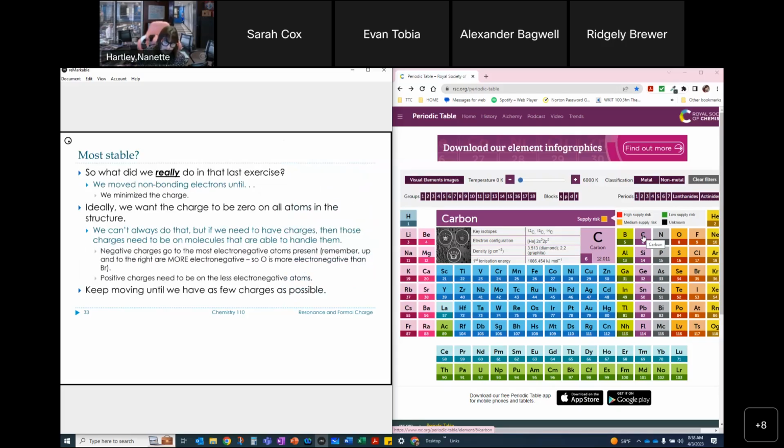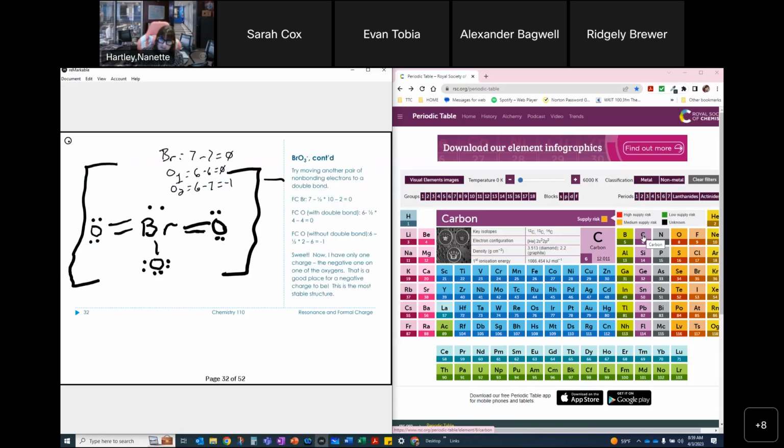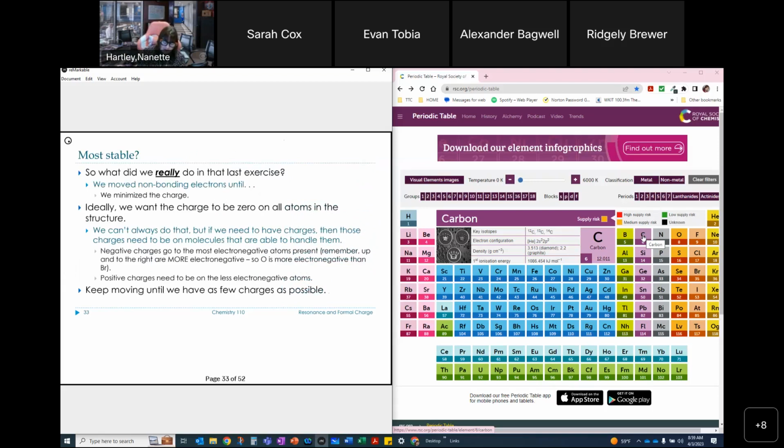So we want it to be 0 on all of the atoms. We keep moving until we have as few charges as possible, which we've done. All of those things we've taken care of. But we can't do this, right? If I try and make them all exactly the same, that formal charge is not the way it should be, because now the charge is on bromine, and that's not what I want. Okay, it should be on oxygen because he's higher up, so it should be on him. So that's not a good thing. So the structure on the slide previous, this one right here, is the right answer. But that's weird because they're not all the same.